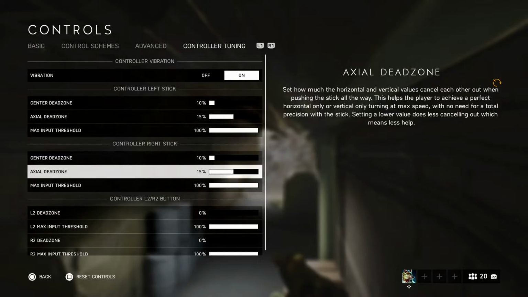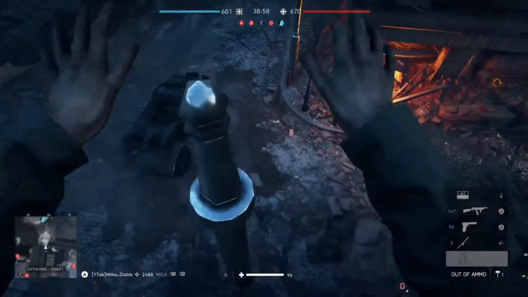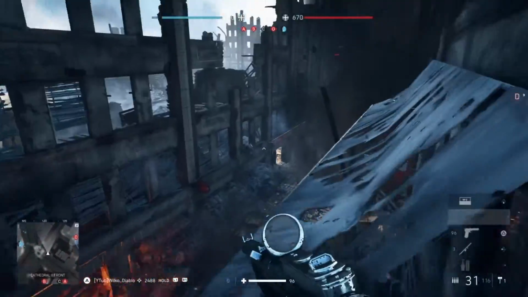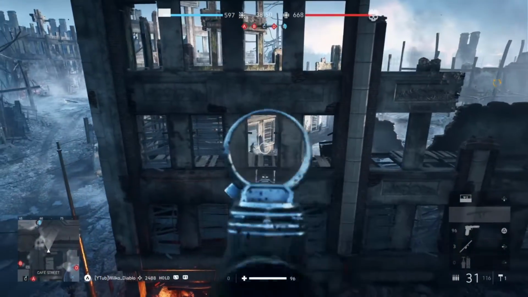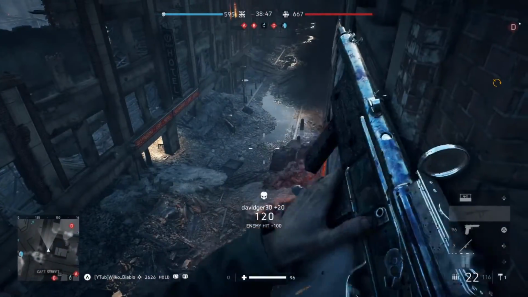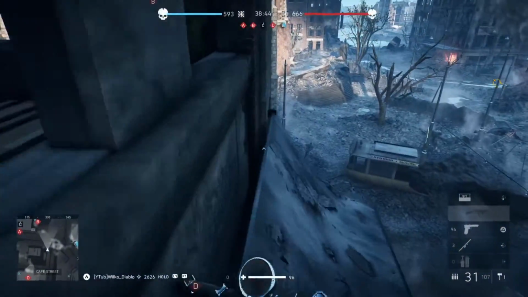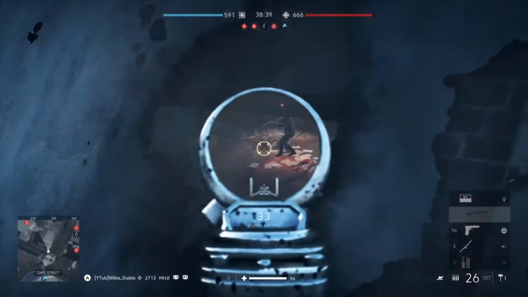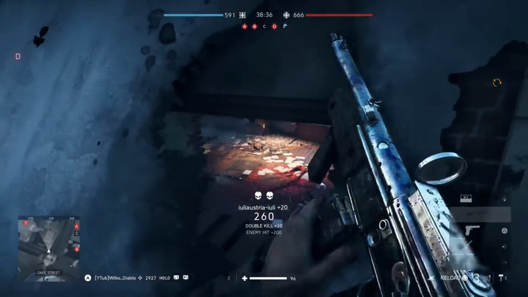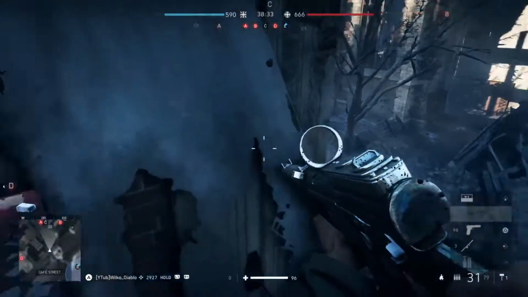Moving on to the Axial Deadzone, as you can see here, I have got the default of 15%. In short, the Axial Deadzone cancels out basically vertical or horizontal movement when you're pushing the thumbstick all the way in one direction, whether that's horizontal or vertical. So if you're basically turning all the way to the right and you've got your thumbstick all the way to the right, the higher that number is, the more assist you're going to have in terms of keeping that flat line when moving to the right or to the left, and preventing yourself from making your sight go upwards or downwards when all you want to do is turn to the side, and vice versa when you want to go up or down, stopping yourself from moving left or to the right.